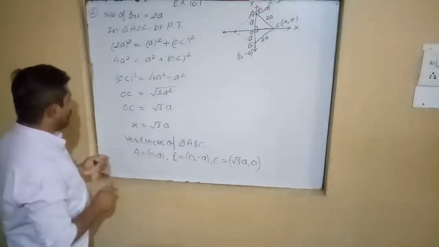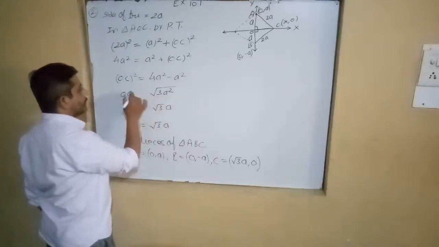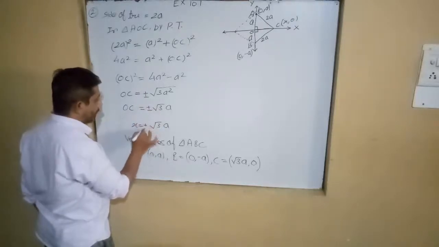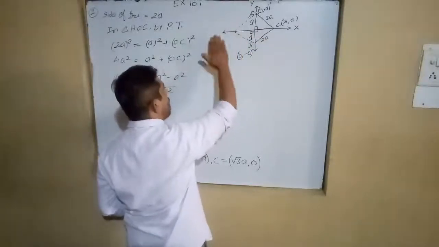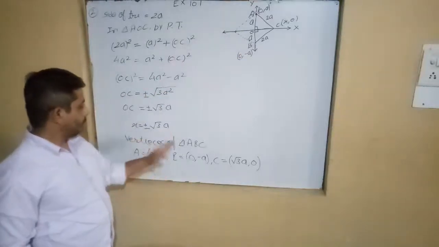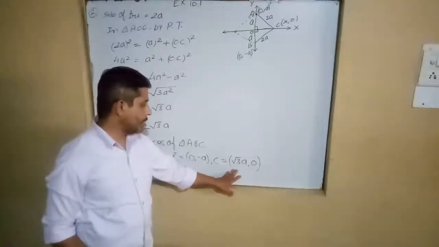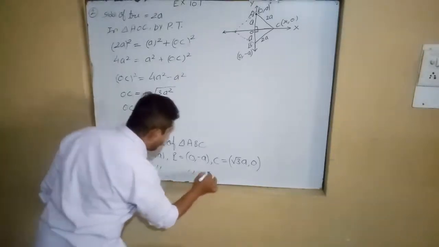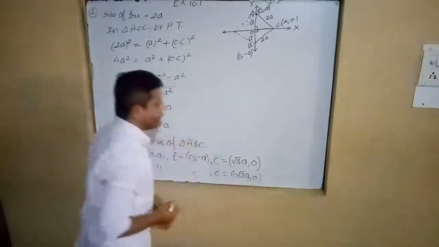One more thing is here. When we remove this square, so plus minus sign will come here. Plus minus, and again plus minus. So if we move the triangle on the left hand side of this number line, the value of this x becomes what? Minus root 3a. So there will be one more option. A and B will be the same, only C will change. A is equal to, B is equal to, and C, what will come? Minus root 3a comma 0.